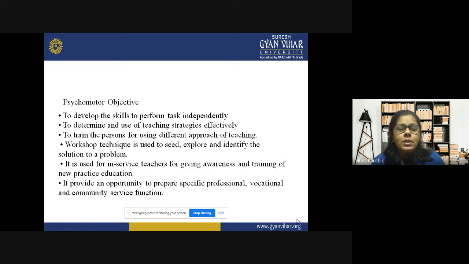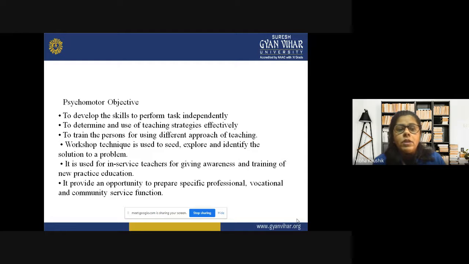Workshop technique is used to seed, explore, and identify the solution of a problem. The workshop technique will be used to seed, explore and identify the different solutions to a problem which will be discussed in a particular workshop. It is used for in-service teachers for giving awareness and training of new practices in education. In-service teachers are those who are teaching right now. Those who are involved in teaching can use the workshop technique. We will give them awareness and training on the new practices of education that have to be conducted.